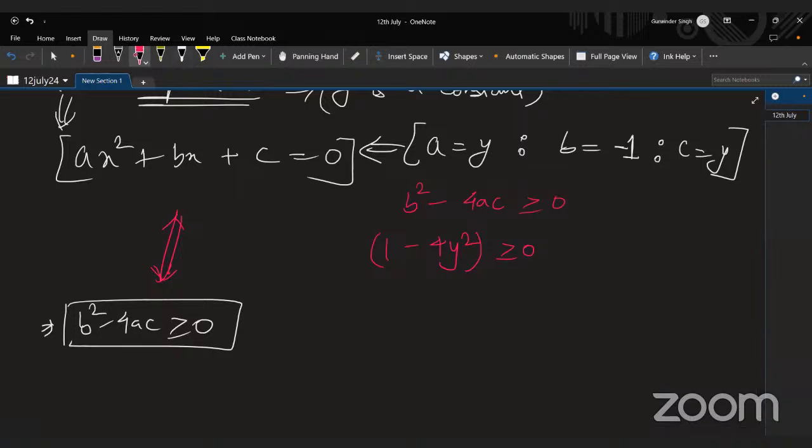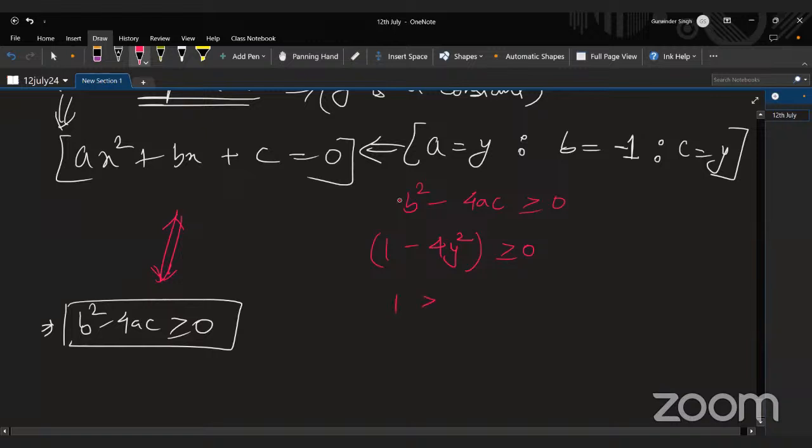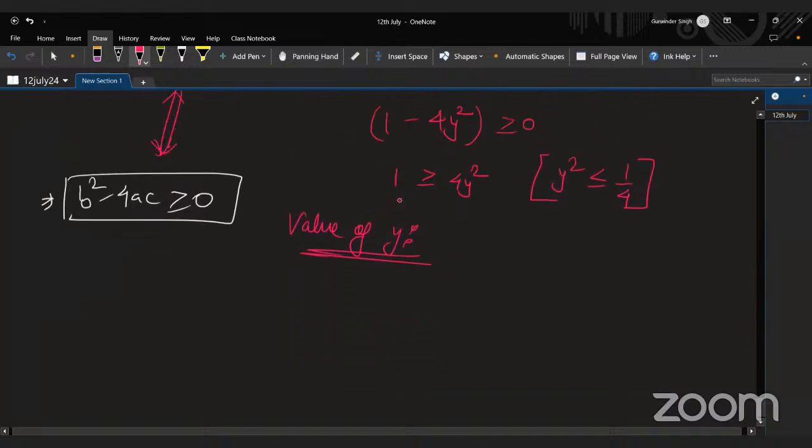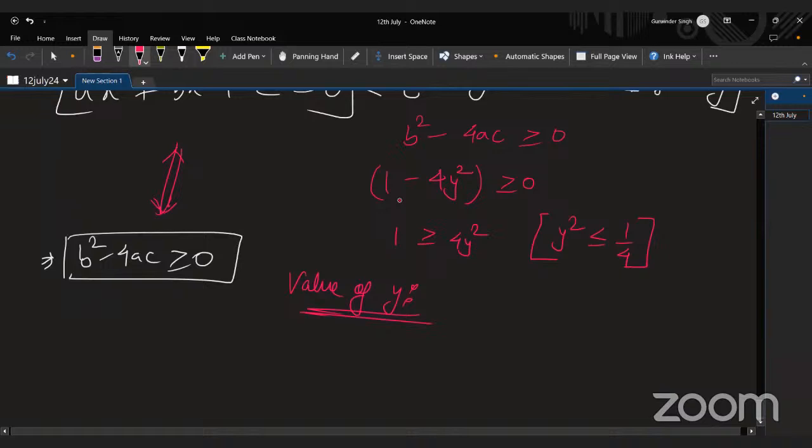Anyways, so see, I have 1 minus 4y squared is greater than or equal to 0. So that means I can write 1 is greater than or equal to 4y square. In other words, I can say y square is less than or equal to 1 by 4. So tell me, what is the value of y that I can input? What value should I put in y such that y square is less than or equal to 1 by 4?